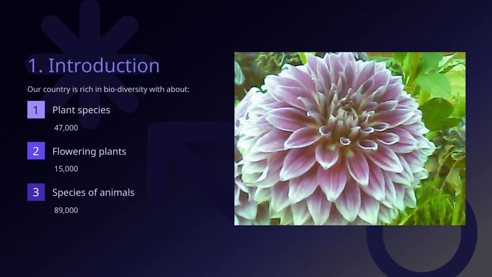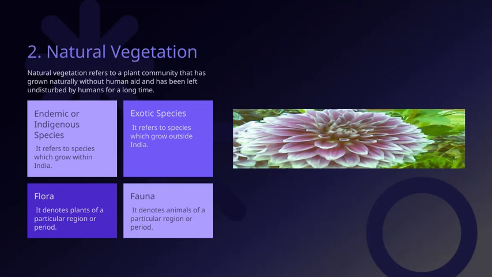When it comes to animals, we have around 89,000 species, highlighting the incredible variety of wildlife that depends on our habitats. This diversity is a key part of what makes our country unique and underscores the importance of conserving these natural resources. It ties directly into the overall theme of our presentation, which is about appreciating and protecting our rich natural heritage. Let's talk about natural vegetation.